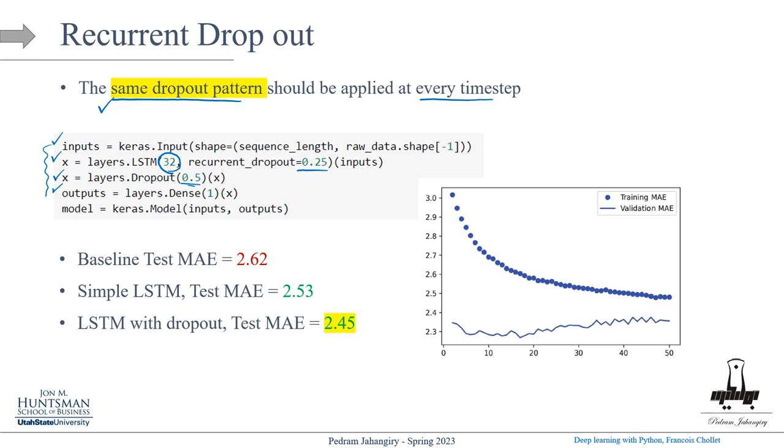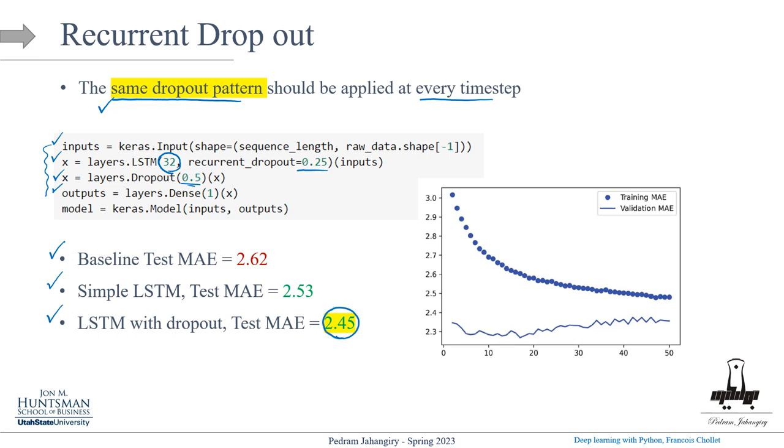So in terms of performance, the baseline test MAE was 2.62. This is our naive forecaster. The simple LSTM was 2.53. The LSTM with dropout is even better. The test MAE is 2.45. So far, this is the winner.